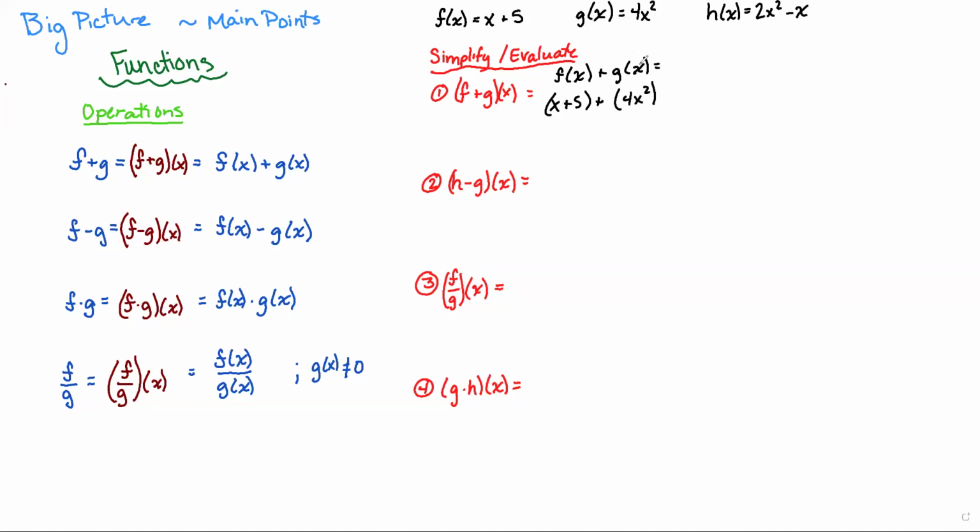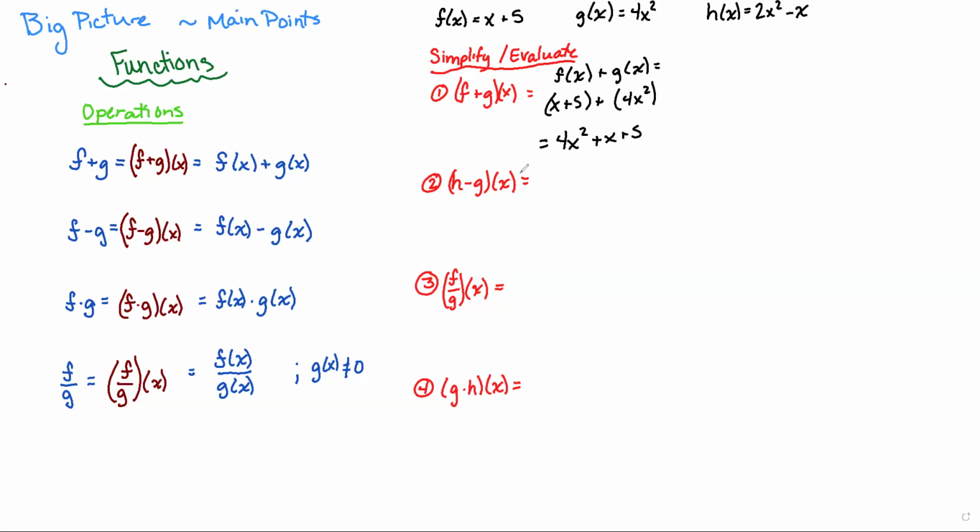Okay, so just replacing with the expressions. Now I don't have any function notation anymore. I just have an expression that I'm going to be combining like terms or putting in standard form. So there are no like terms. So I'm just going to put it in standard form, meaning I want my 4x squared first, and then my plain old x's. So this is 4x squared plus x plus 5. So f plus g of x is 4x squared plus x plus 5.